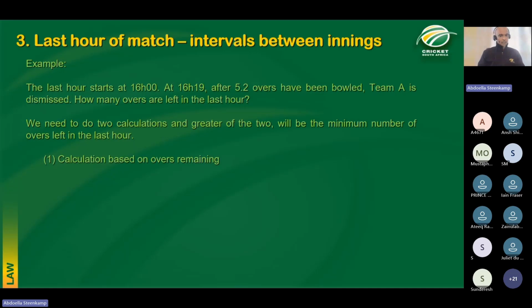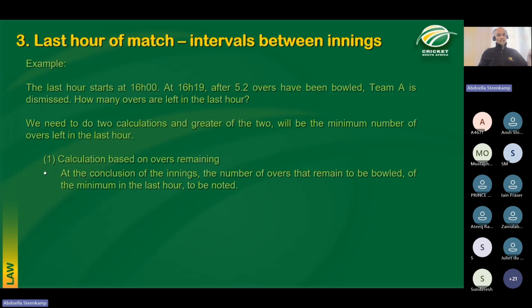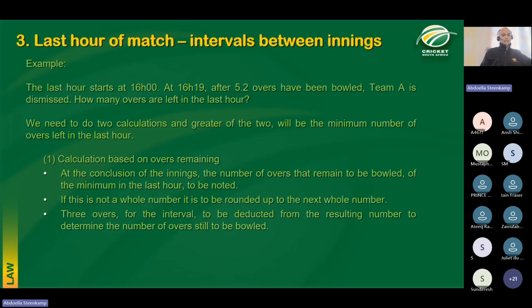So there's a calc based on overs remaining. 3 steps in this calc. When the innings ended, calculate how many overs remaining to the ball. If your answer in bullet point 1 is not a whole number, round up to the next whole number. Then subtract 3 overs for the change of innings interval. So that's the theory. Let's apply the theory to our example.